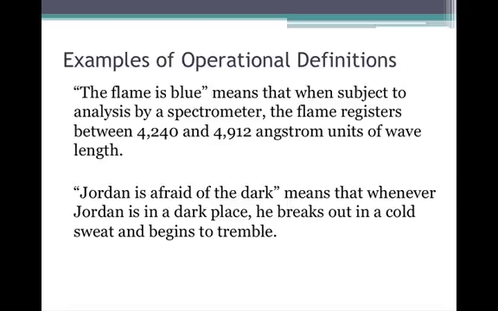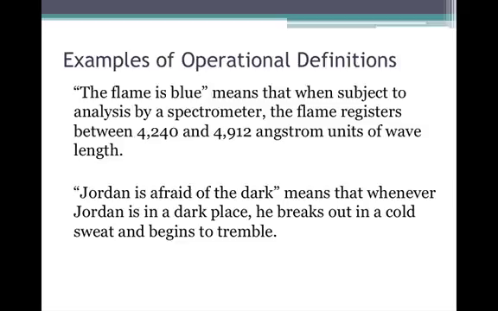Or, try this one: the flame is blue. That means, according to this operational definition, that when subject to analysis by a spectrometer, the flame registers between 4240 and 4912 angstrom units of wavelength. Or this one: Jordan is afraid of the dark. That means that whenever Jordan is in a dark place, he breaks out in a cold sweat and begins to tremble.